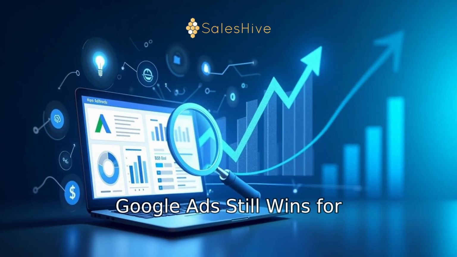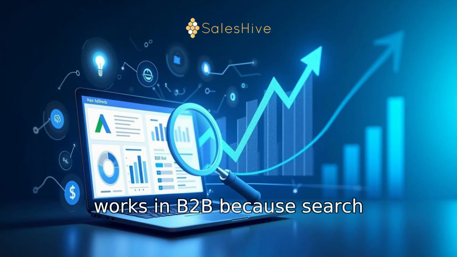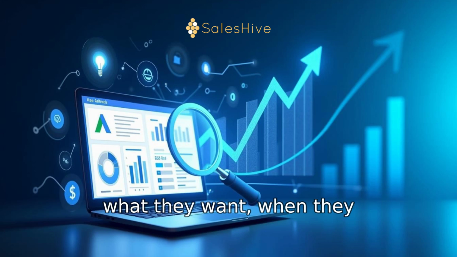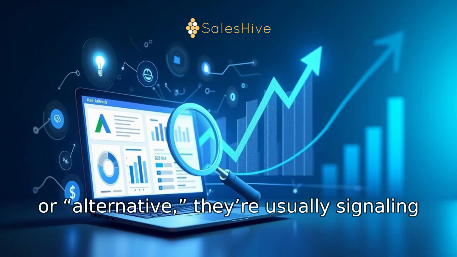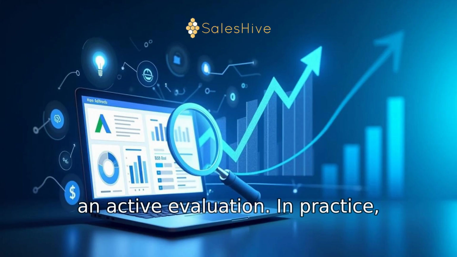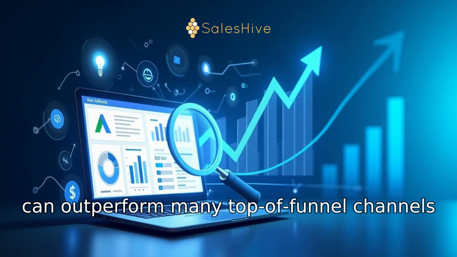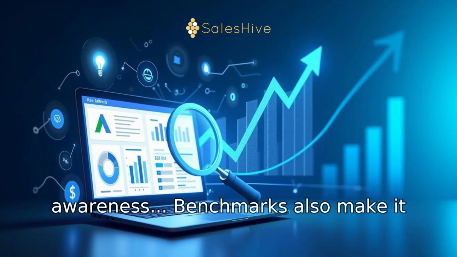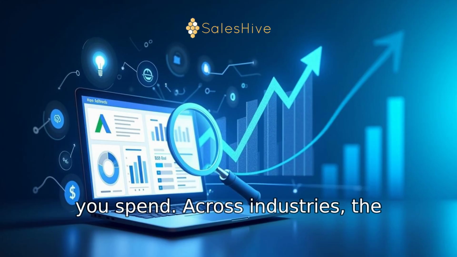Why Google Ads still wins for B2B in 2025. Google Ads works in B2B because search behavior is self-qualifying. Prospects type what they want when they want it. When someone searches for platform, software, agency, pricing, or alternative, they're usually signaling an active evaluation. In practice, this is why paid search can outperform many top-of-funnel channels when you treat it as demand capture instead of generic awareness. Benchmarks also make it easier to model outcomes before you spend.